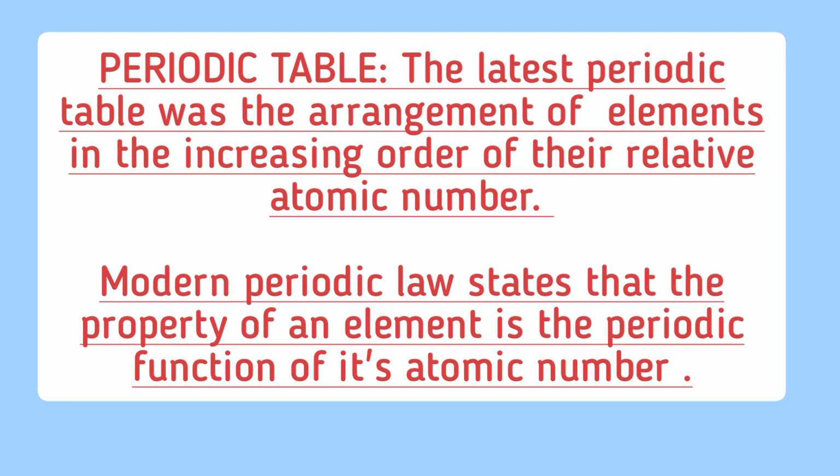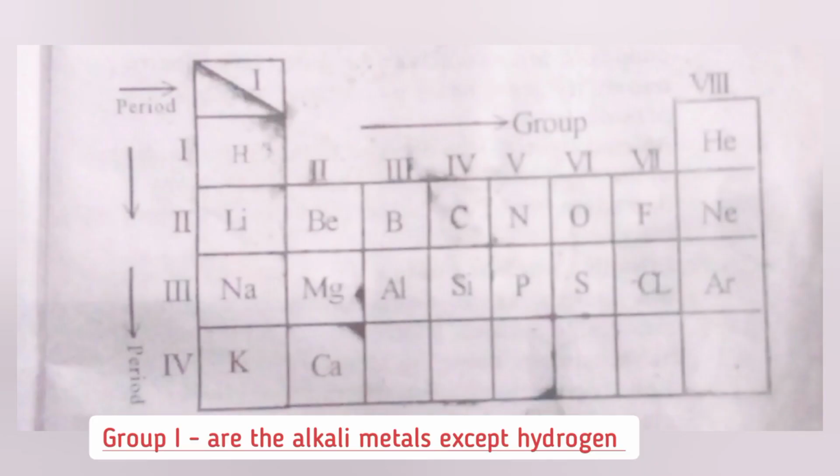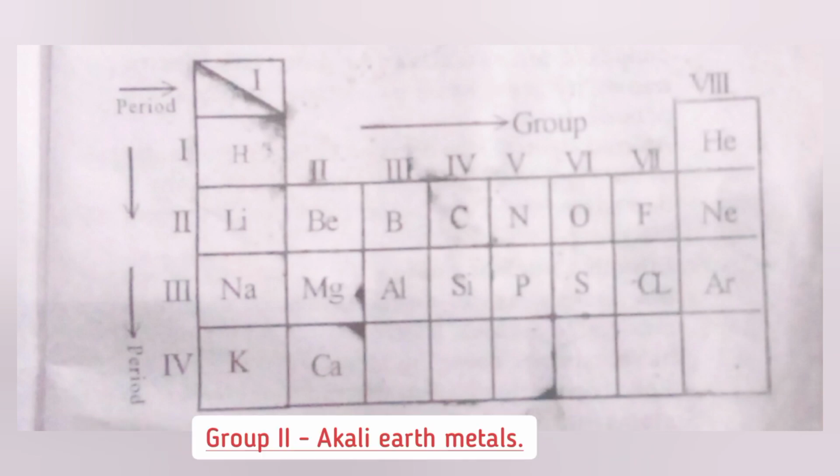So now we go to the periodic table. They say the earliest periodic table was the arrangement of elements in increasing order of their relative atomic mass. Then the modern periodic law states that the property of an element is a periodic function of its atomic number. So this is the modern definition, that the properties of an element are a periodic function of its atomic number.